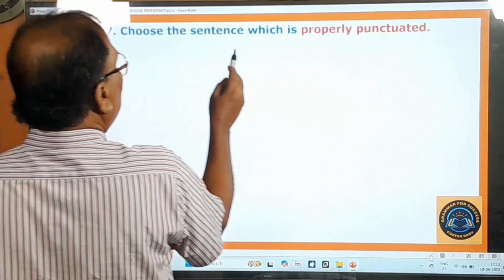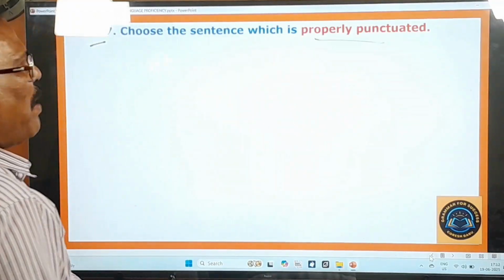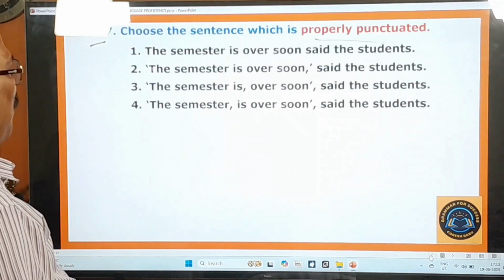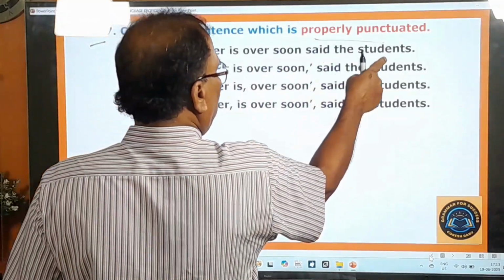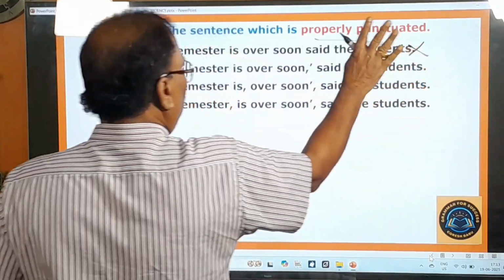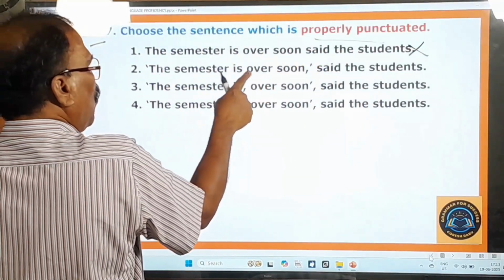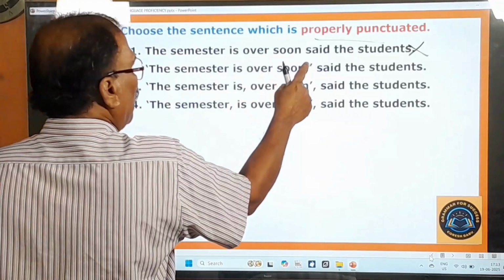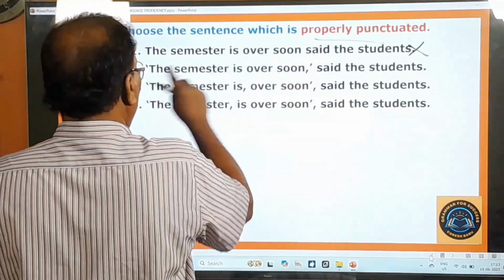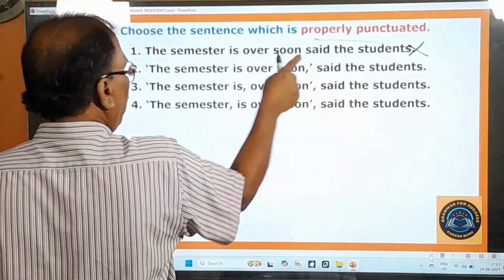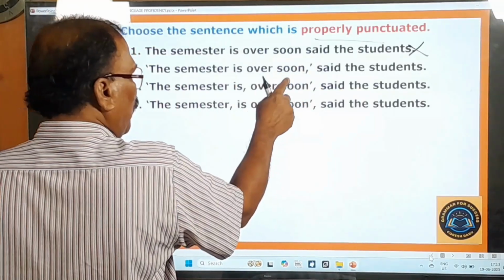87th question. Choose the sentence which is properly punctuated. Properly punctuated. What is that sentence which is properly punctuated? The semester is over soon, said the students. No punctuation marks used at all. Therefore, this is absolutely wrong. Here you pay attention. The semester is over within the inverted commas. Single commas or double commas, whatever it is. Comma, no. This is inverted commas. And here this comma is used within the inverted commas, and therefore this is the right one.